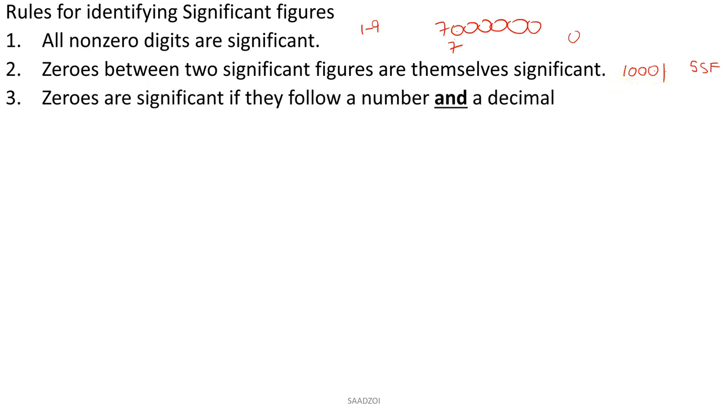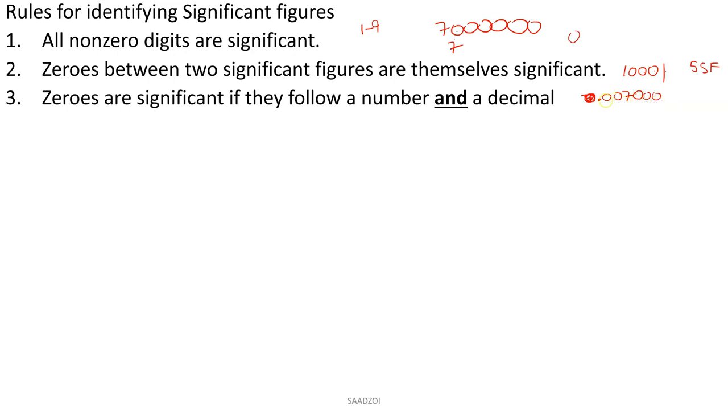Zero is significant if they follow a number and a decimal point. So if I write 0.007, these zeros are not significant because even though they follow a decimal point, and this is supposed to be 0, they do not follow a number yet. So when does 0 become significant? If I put them after the number and a decimal. So here's your decimal point. So these zeros, not important. These zeros are important. So you do have to write these into your final answer.